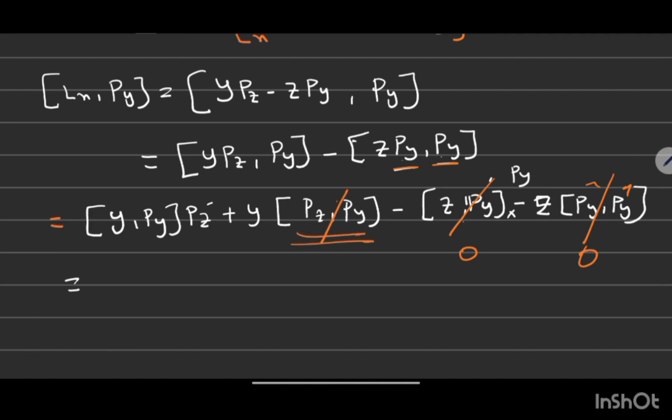Again here also they commute with each other. These are momentum coordinate operators, and they commute with each other. Here you have [y, py] equal to iħ, so your result is iħ times pz. This is your answer.